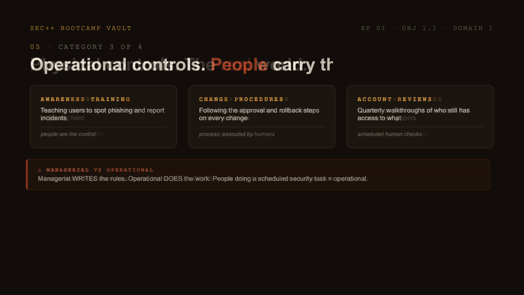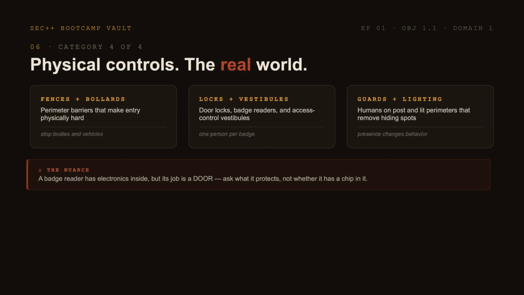Category 4, physical controls. These protect actual places and actual stuff. Fences, bollards, and locks keep people and cars out. Badge readers control who gets through a door. Lighting and security guards cover the outside of the building. The easy way to spot it, if you can touch it, or it stops someone at a door or a fence, it is physical. One thing to watch. A badge reader has electronics inside, but its whole job is controlling a door, so the exam counts it as physical. Ask what the control protects, not whether it has a chip in it.